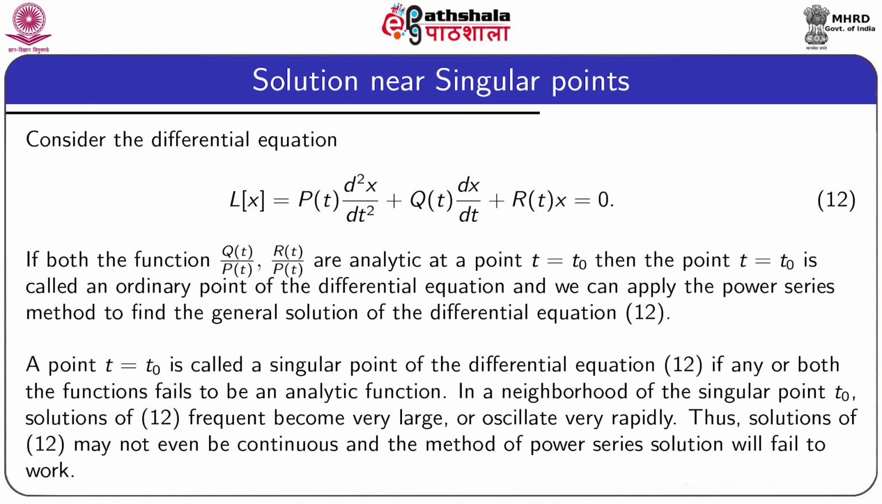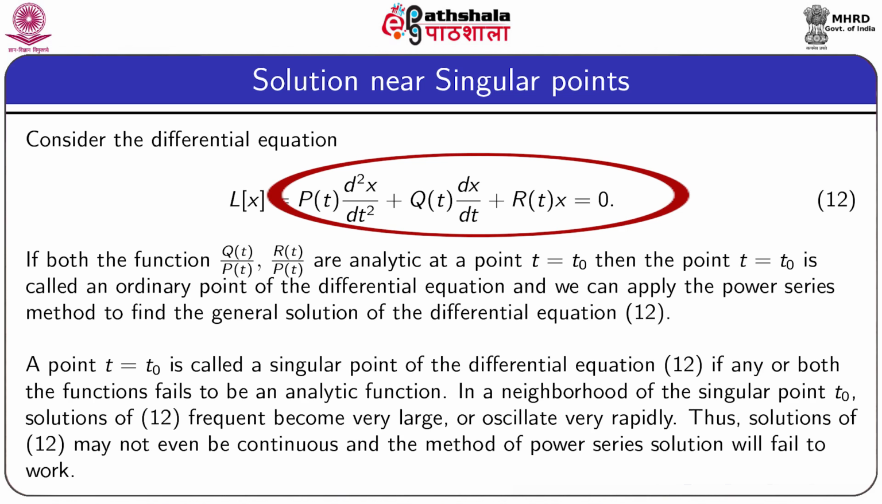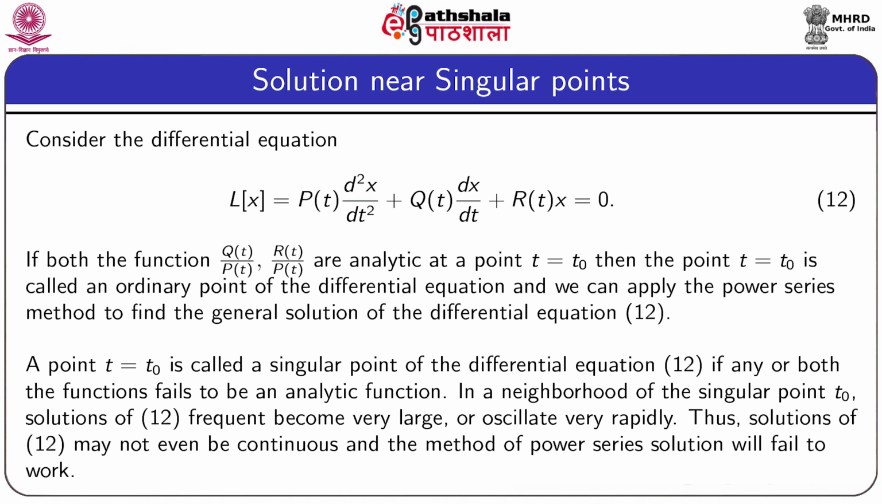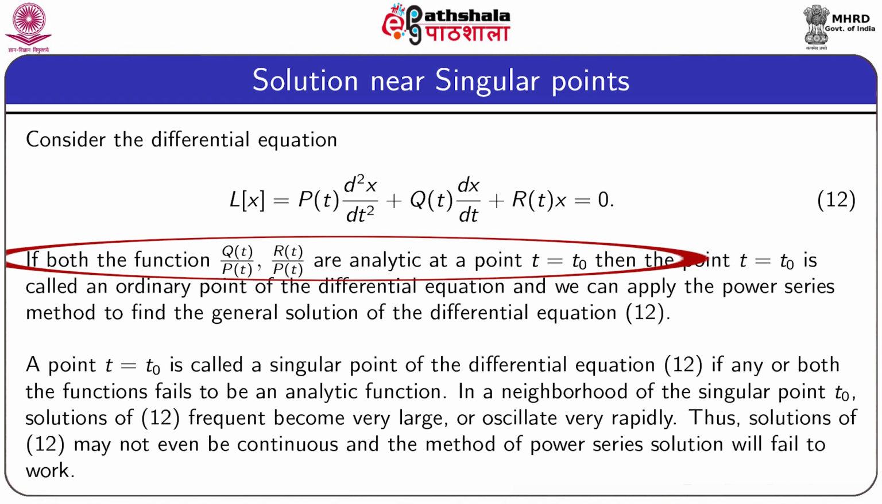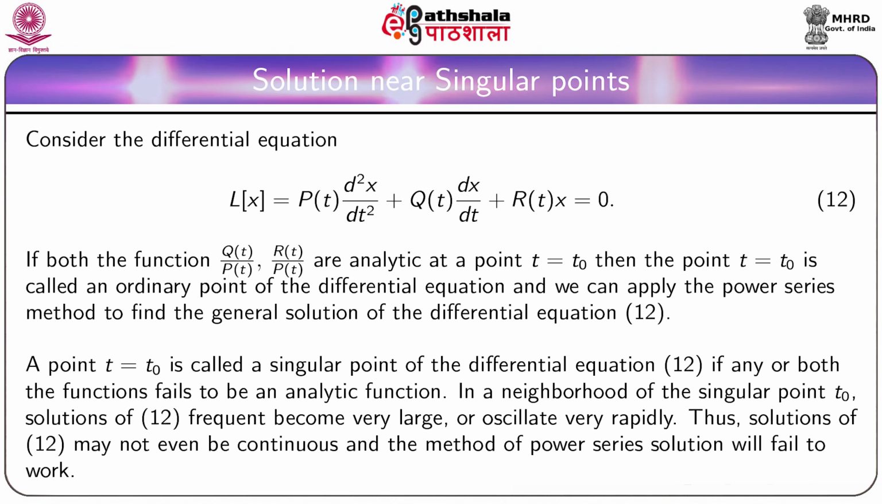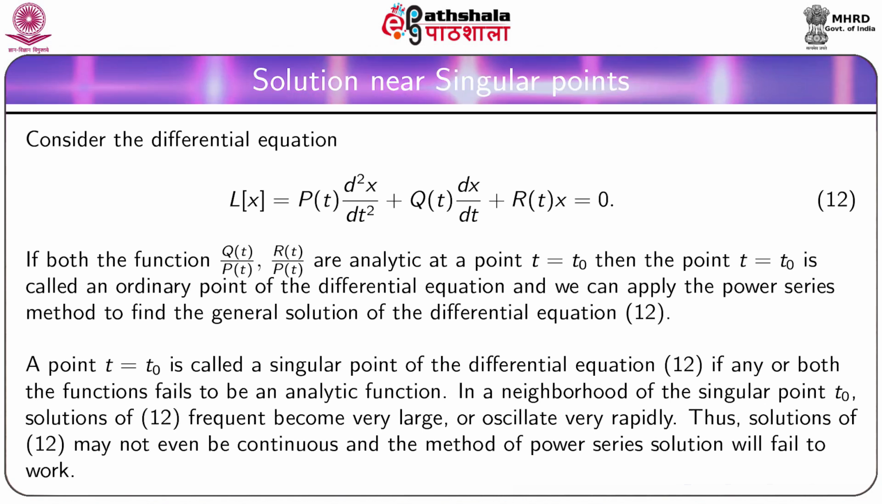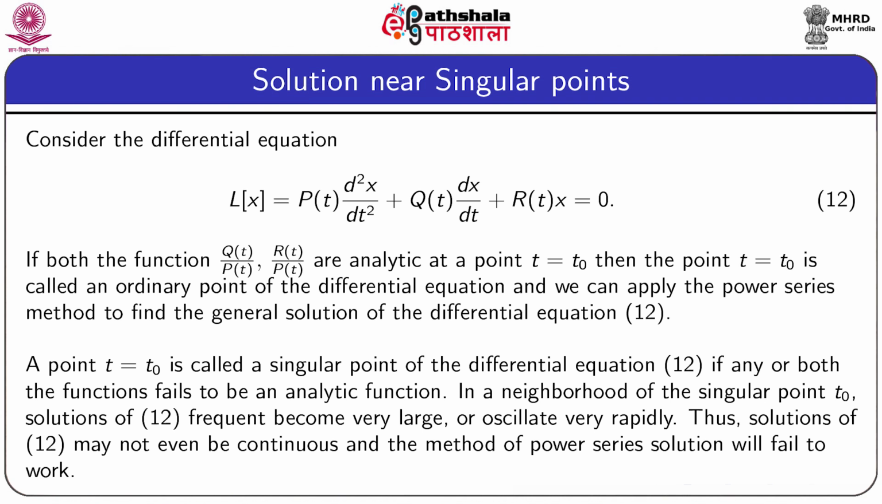We consider the differential equation Pt d2x dt square plus Qt dx dt plus Rt x equal to 0. If both the functions Qt by Pt and Rt by Pt are analytic at the point t equal to t0, then the point t equal to t0 is called the ordinary point of the differential equation, and we can apply the power series method to find the general solution of the differential equation given by equation number 12.